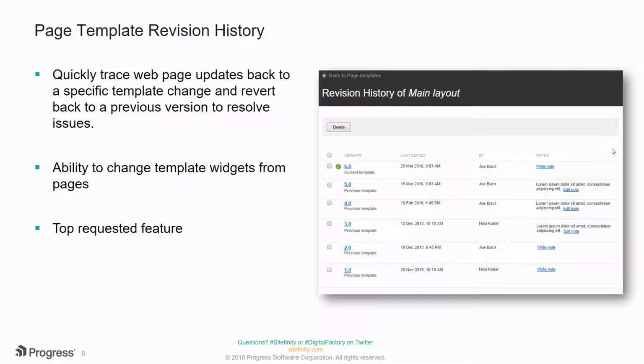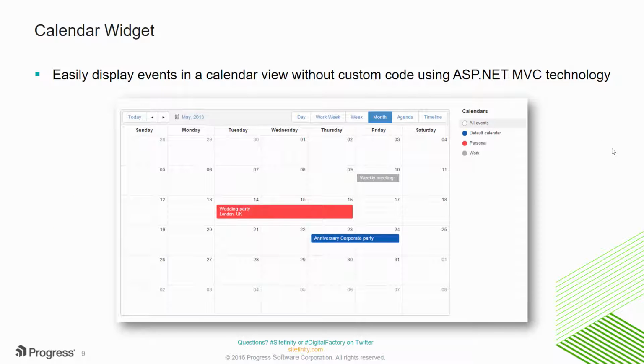In addition to the revision history, we are now adding support for a use case that some of our customers have. This use case is when you have a template that's used by many pages, and you just want some of these pages to be able to make changes to a given widget within that template. Now you can make that widget editable by pages, and we hope that this is very useful in certain scenarios. Furthermore, we've added a new calendar widget that is based on the latest ASP.NET MVC technology, part of our Feather framework.